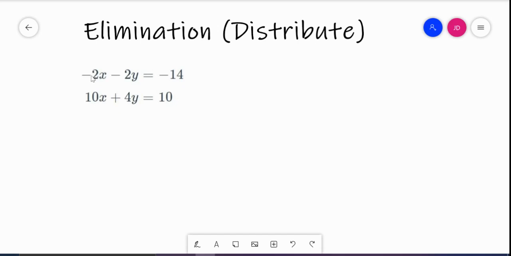We can't simply add or subtract these, right? Because if I add these together, they won't cancel. And if I subtract them, they won't cancel. But what I can do is figure out if one coefficient goes into the other. And if it does, I can use the distributive property to eliminate that variable. For example, in this problem right here, negative 2x and 10x. Negative 2x, if I multiply that by 5, 2 goes into 10 5 times.